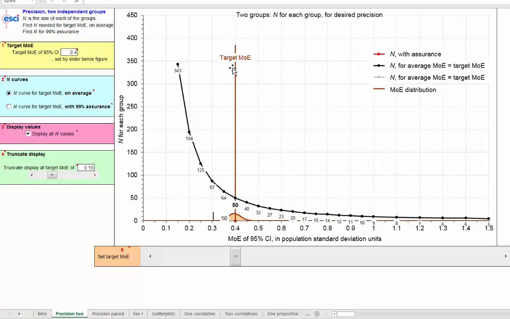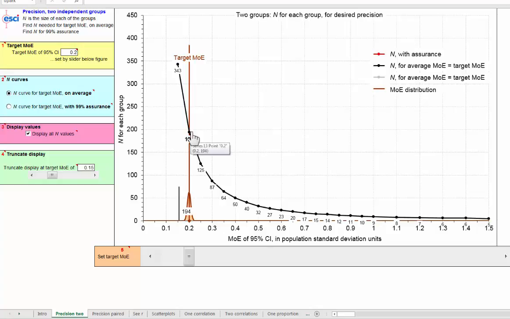Before I move this target cursor over, perhaps pause the video and think about this question. Will this sampling distribution of MOE be wider or narrower when we go down to smaller MOE and larger n? Think about that for a moment. Now let me do it. Here we have MOE at 0.2 for n equals 194, and of course much larger n means much less variation from study to study in MOE.